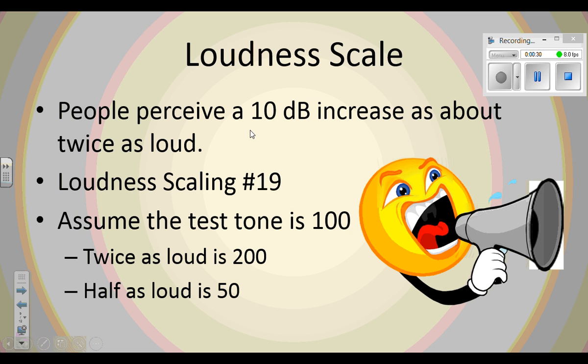So to get an idea of that, if you play the audio track that I provided you on Classroom, that'll give you an idea of the loudness differences. What you should do is assume the test tone has a value of 100. And so then if you hear a sound twice as loud as that, you'd assign it 200. And if it was half as loud as the original test tone, you'd assign that 50. So you're going to go ahead and listen to loudness scaling on Classroom and then come back here and we will discuss a little bit about the results.